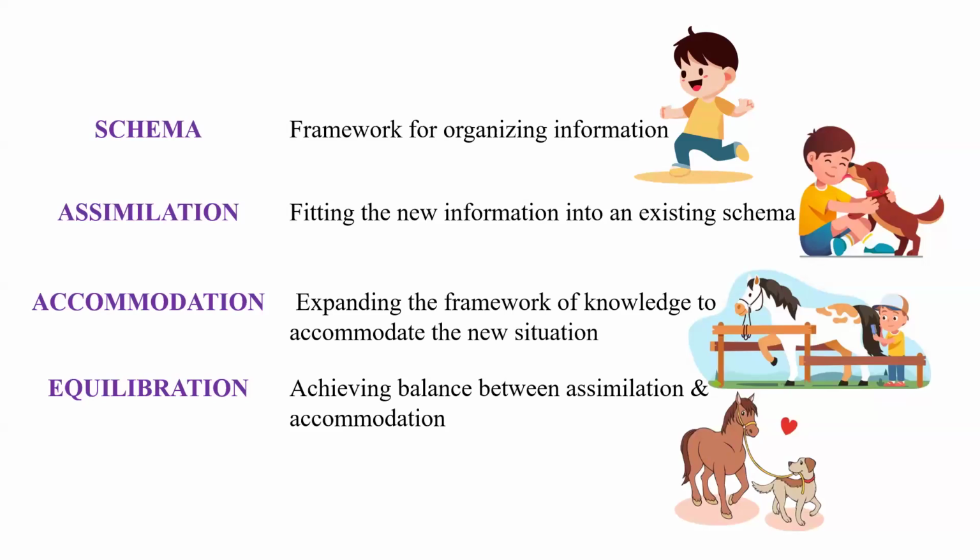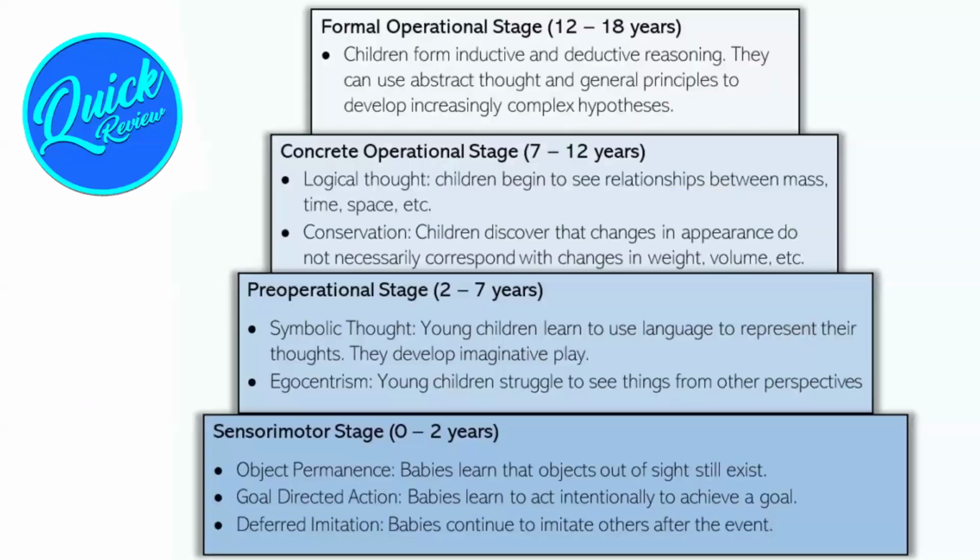Then we have equilibration, that is balancing between the assimilation and accommodation, is our equilibrium. Like I'm equalizing both of the things. Assimilation was, this is my existing schema. Accommodation is new information is added on that schema. Now, next we have the four stages given by Jean Piaget.